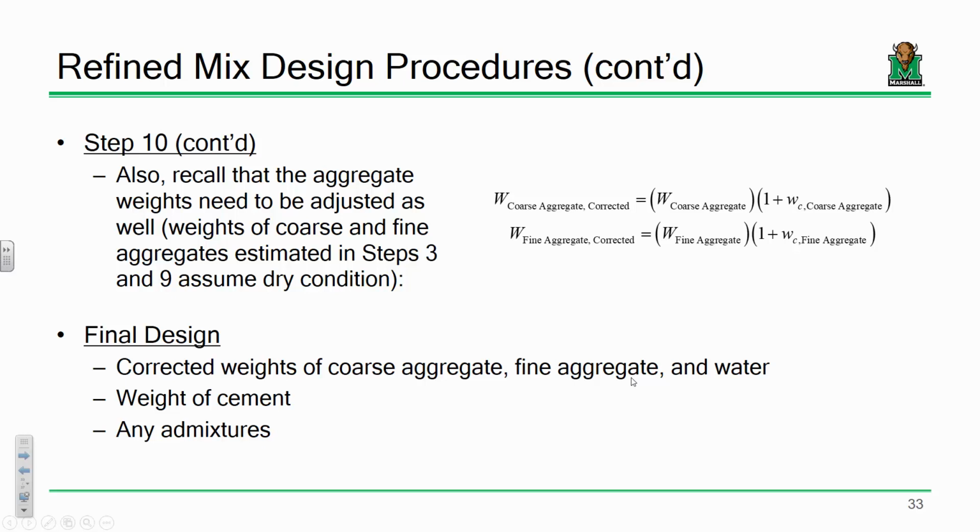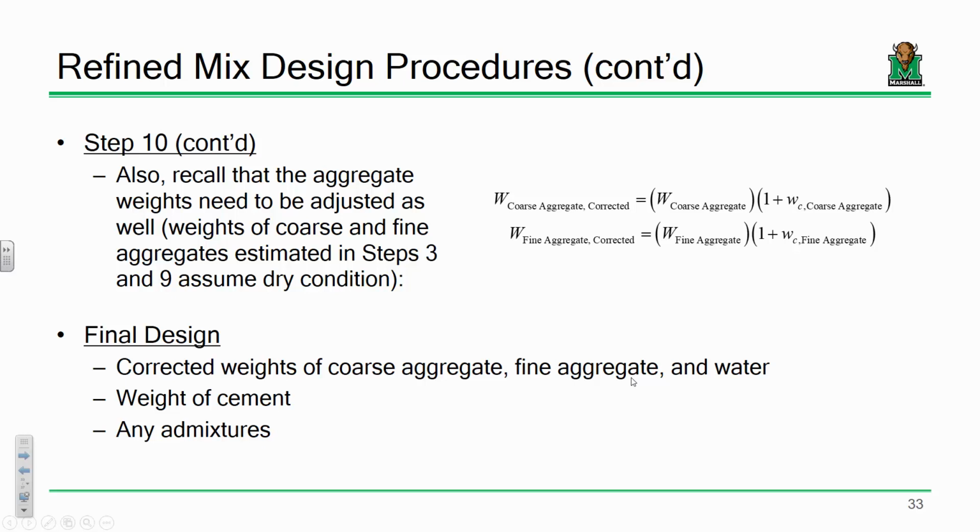Yes, sir. So you do a water correction. Yes. Go back and do a coarse aggregate correction. Yes. Then you have to do a water correction. No. I know what you're saying, how you would think it would iterate. No, it doesn't iterate. It closes out right here. I know what you're thinking, but no.